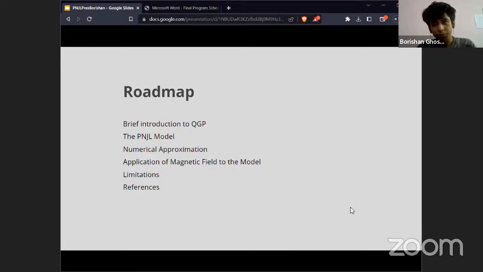Okay, to begin, I will briefly lay out the roadmap for my talk. We will discuss what is QGP, what is the PNJL model, and how much of its complexity can be reduced by numerical approximations, its limitations, and we will conclude with the references.